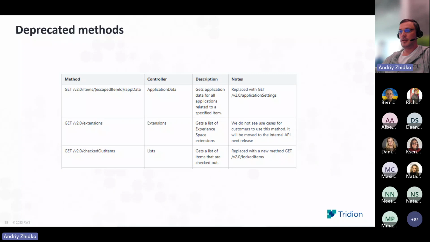The extensions method is used by the experience-based extensibility feature to get a list of extensions, and we don't see use cases for customers to use that method, and that's why it will be moved to the internal API, as I call it, backend for frontend, in the next release. And as I already said, checkout item list is replaced with locked items. That provides the possibility to get a list of versioned and organizational items.